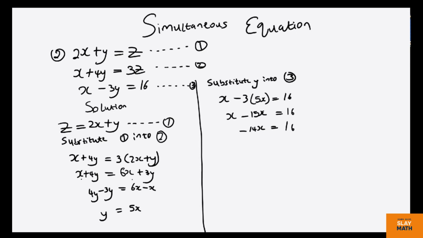So to get the value of x, we're going to have to divide both sides by minus 14. So we're going to have minus 14, minus 14. So we have x. Let's cancel this out. All right, so we're going to have x equals 16 over minus 14, which can also be written as minus 8 over 7. Right. Now we have the value of x.